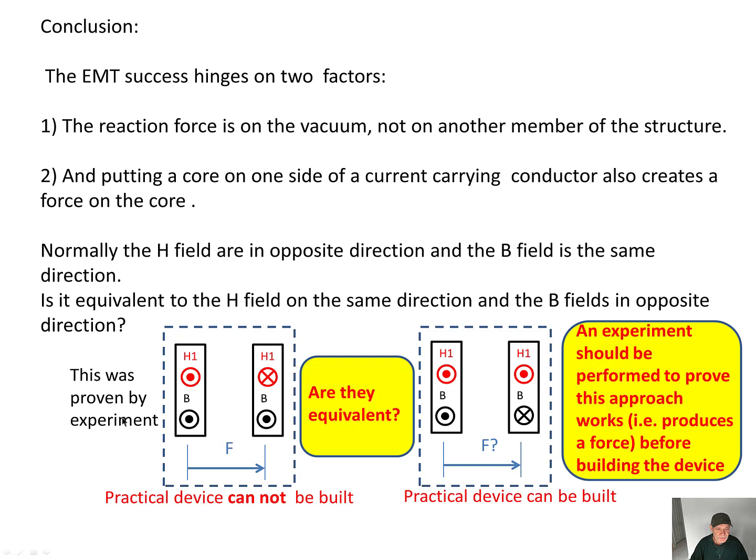This was proven by the experiment where you have an H field coming out of the page here, but the same B field coming out of the page and the H field on the other side. So this was done by the experiment. A force will be transferred from the wire to the core. But we want to know if it's equivalent to having the H field the same on both cores, but this time we'll reverse the B field. Are they equivalent? Can the practical device be built? This way a practical device can be built. An experiment should be performed to prove this approach works, i.e. produces a force, before building the device.